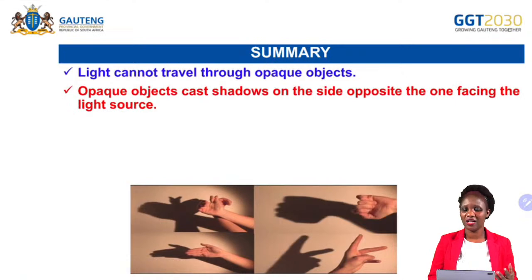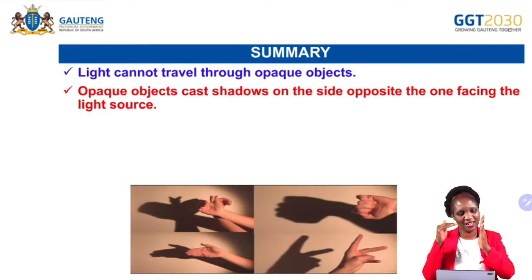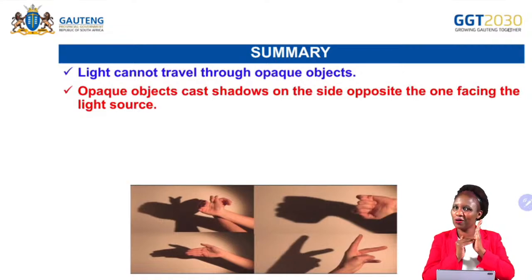Light cannot travel through opaque objects. If the light source is on this side, and then I put my hand, light won't travel through because my hand is an opaque object and it will block the light, therefore causing a shadow.